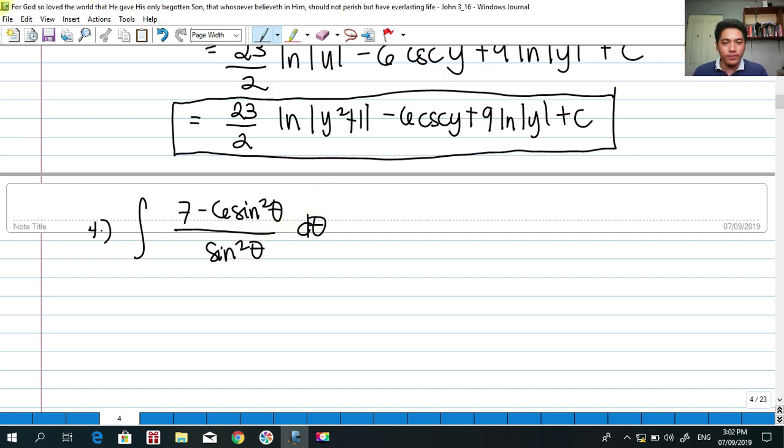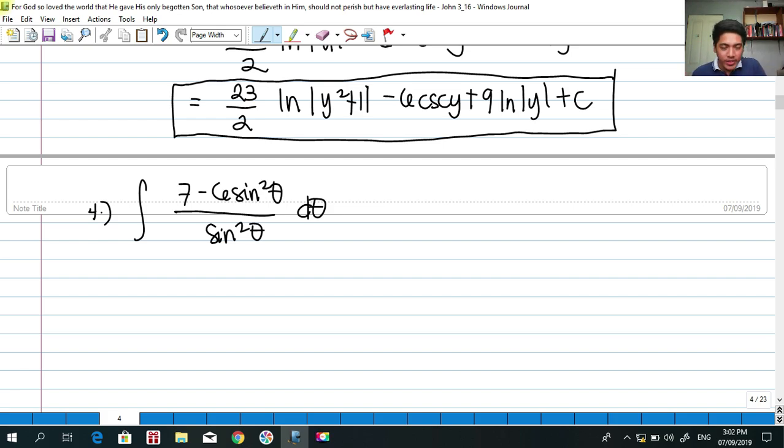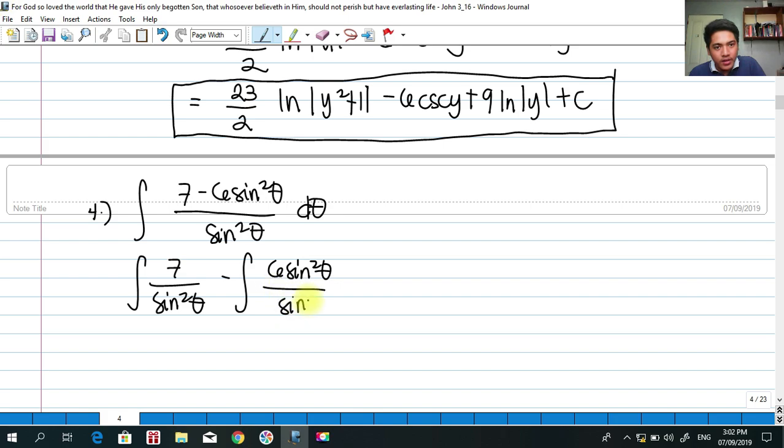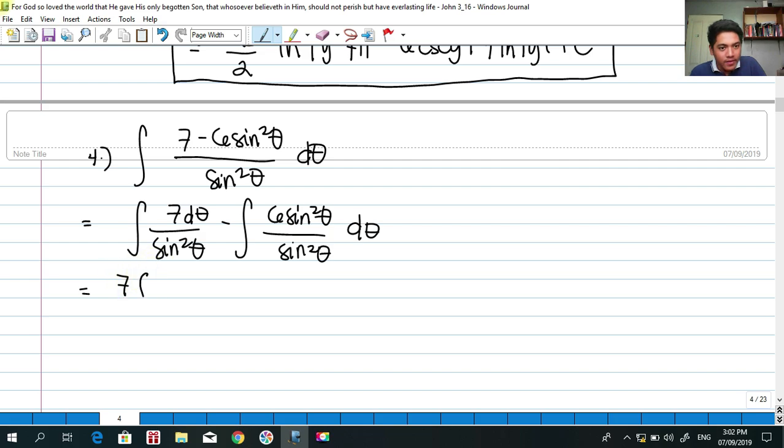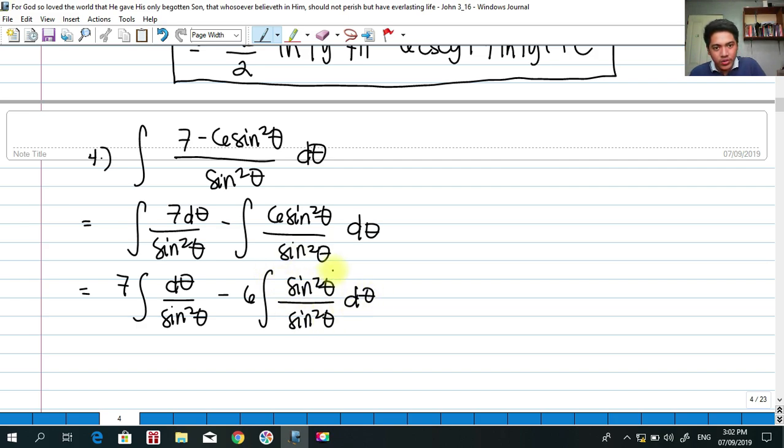Okay? So, what are we going to do here? Simple algebra. One property of integral is that if we have a product or a subtraction or addition inside the integrand, we can always separate them so that we have integral of 7 over sine squared theta d theta minus integral of 6 sine squared theta over sine squared theta d theta. So what will happen is we can factor out 7, so that d theta over sine squared theta. Factor out 6, sine squared theta over sine squared theta d theta. So as you can see, these two would cancel.